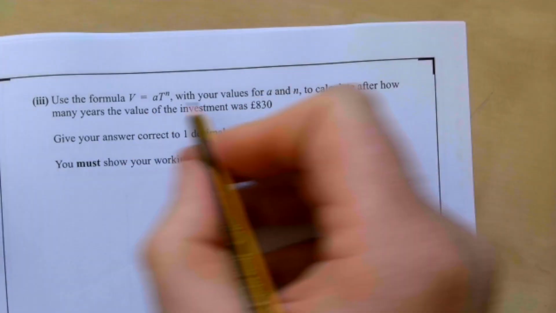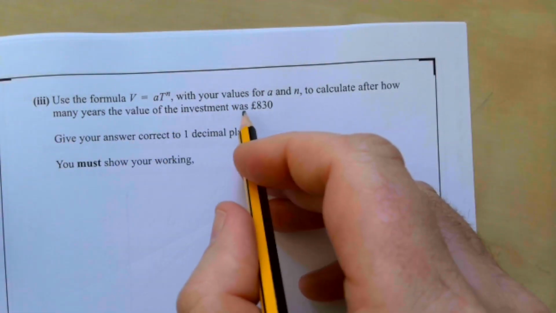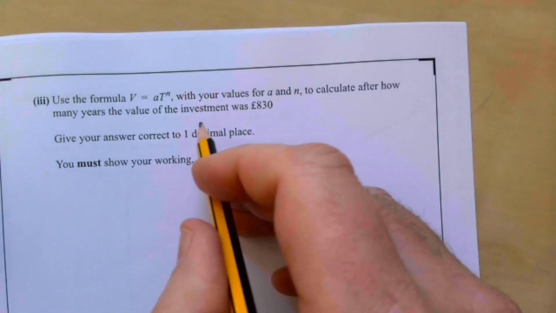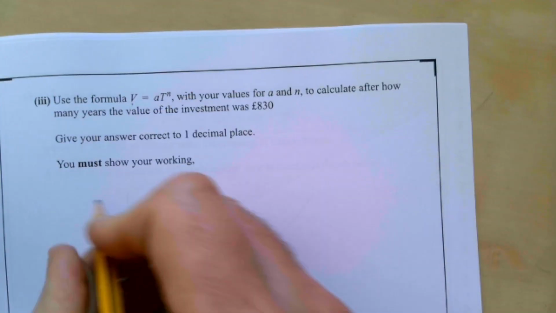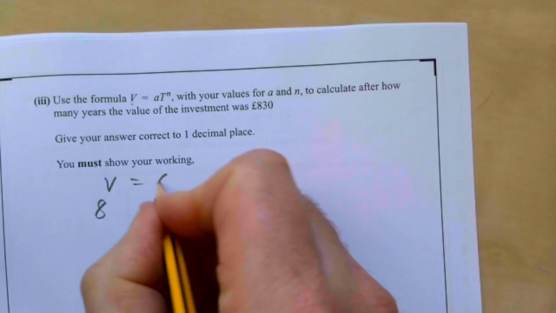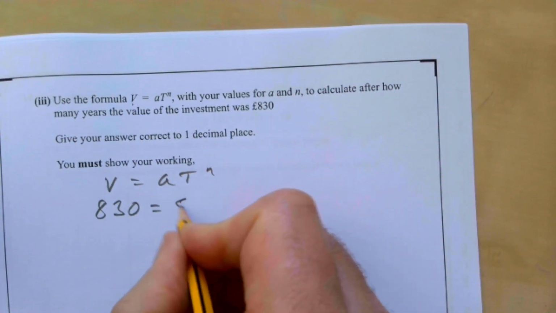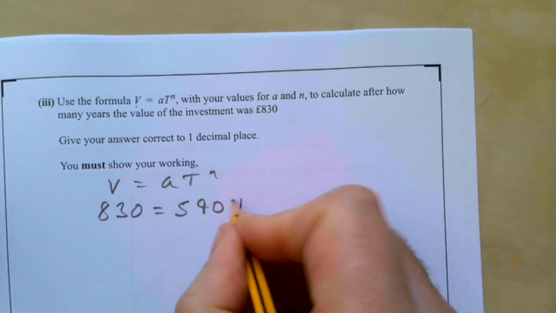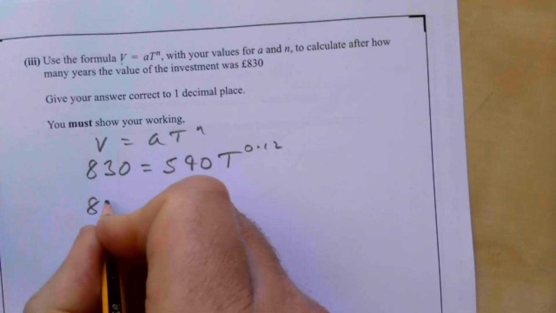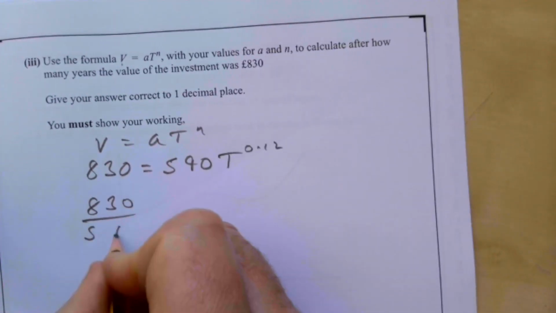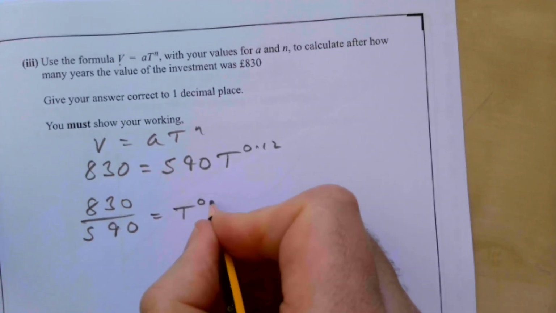Use the formula v equals a t to the n with your answers to calculate after how many years the value of the investment was 830. Give your answer correct to 1 decimal place. So we want to know when this value is 830. So it's v equals a t to the power of n. So it's 830 equals 590, that was my value I got for a, t to the power of 0.12. So we then need to divide 830 by 590 equals t to the power of 0.12.